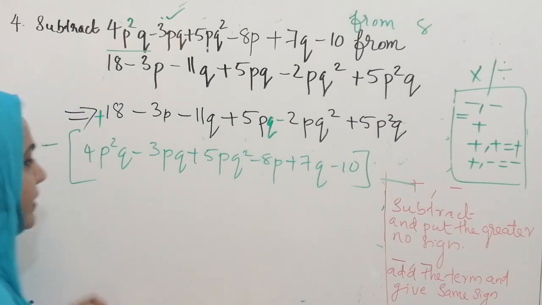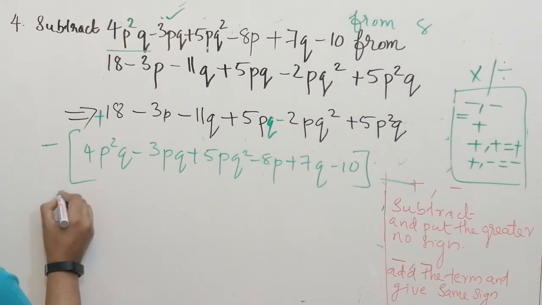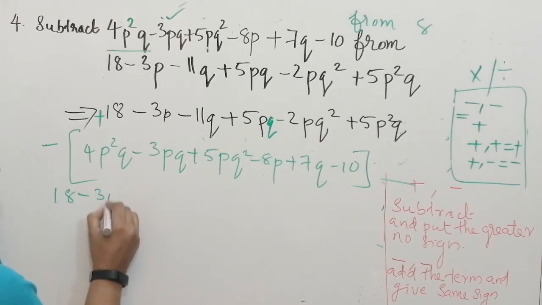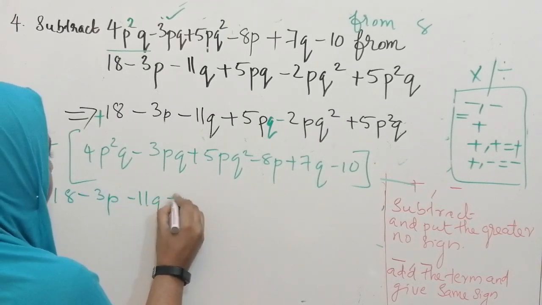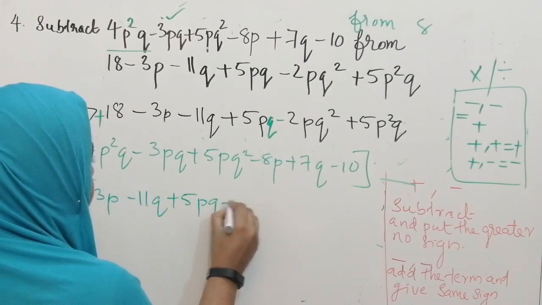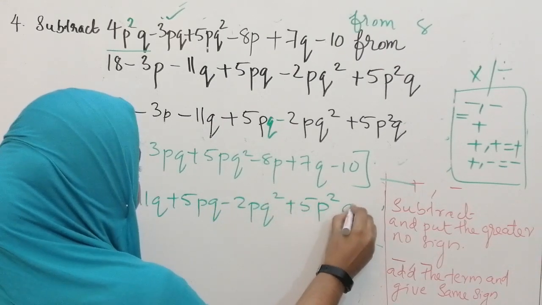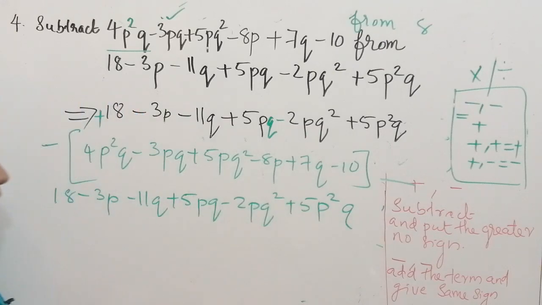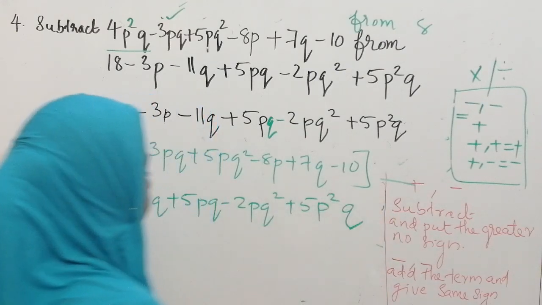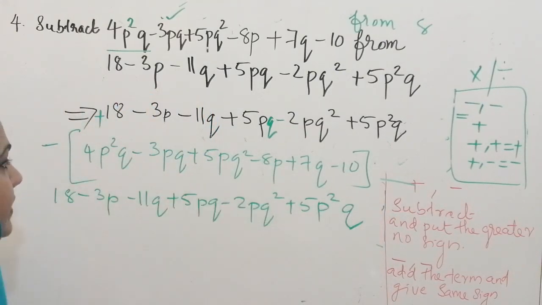So now we can solve this bracket. So what will we get here? Here I am writing 18 minus 3p minus 11q plus 5pq minus 2pq square plus 5p square q. So this is our second part of the question. Here there is no change. So the change starts from where? The second part of this question.